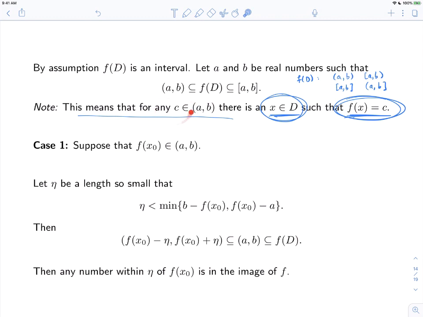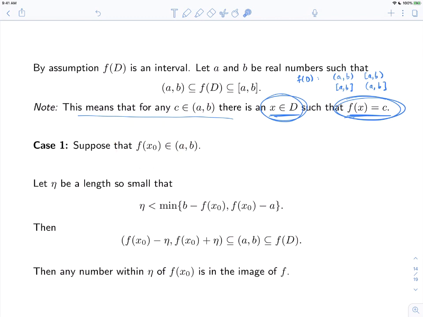So that means if you pick anything inside that interval, there must be something in the domain that gives you that as an output. Otherwise, it wouldn't be in the image. That's just the definition. We're going to make use of that fact very soon. What we want to do is show that we can find some delta so that if all of the x values are within delta of x naught, then the output values are within epsilon of f at x naught.